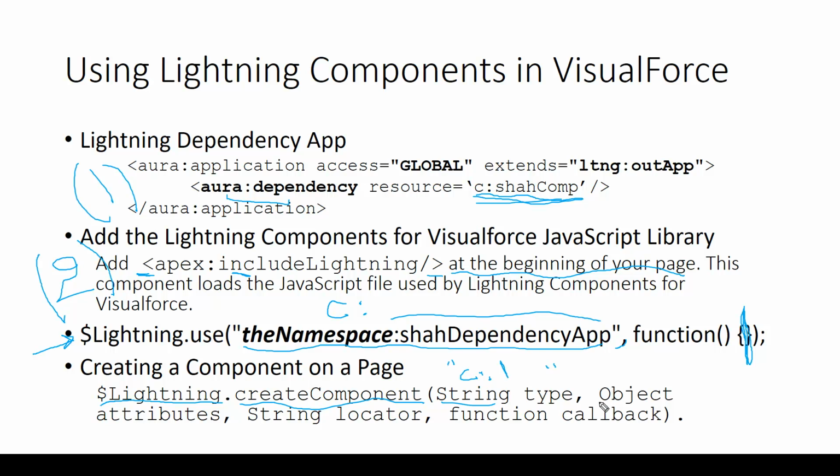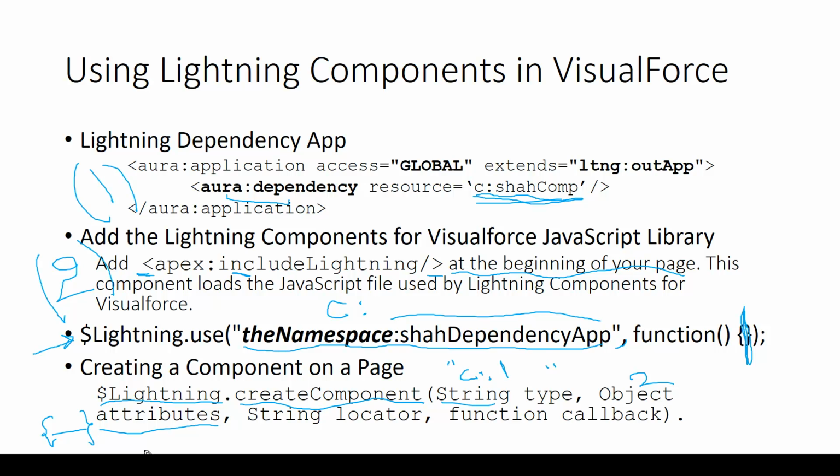The second thing is object attributes. You have some object attributes. In case of first name and last name, you have two attributes. You can set those values in the object attributes. Within the curly braces, you can set the attributes.